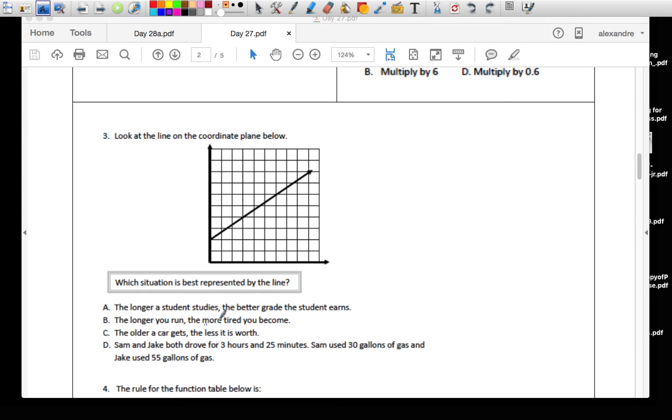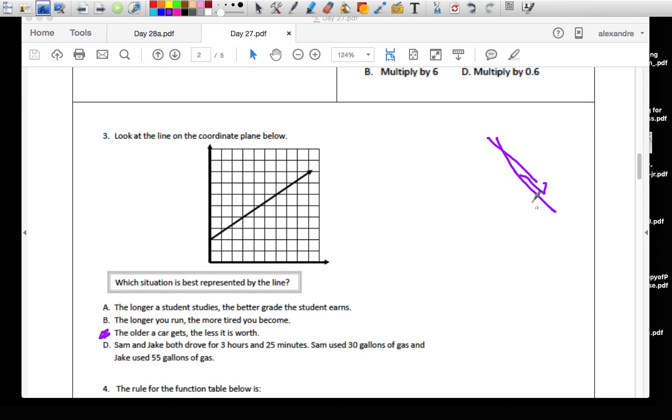The longer you run, the more tired you become. The older a car gets, the less it's worth. No, because the older a car gets, the price should be going down. So C is definitely not it. Sam and Jake drove 3 hours and 25 minutes. Sam used 30 gallons of gas, and Jake used 55 gallons. C doesn't work because it should be going down.